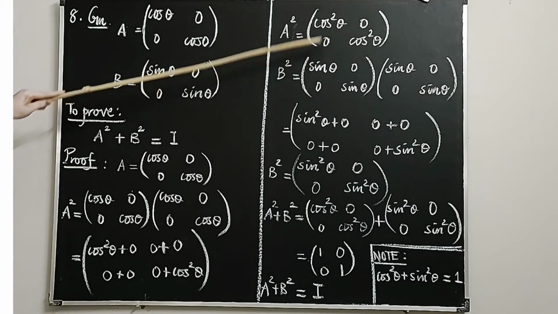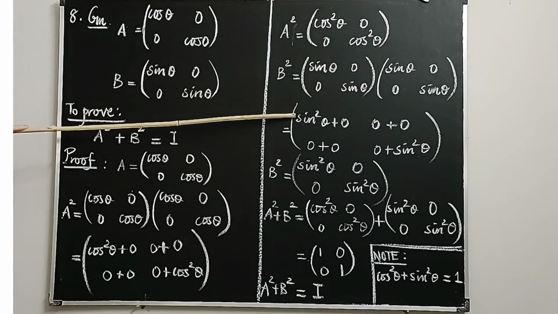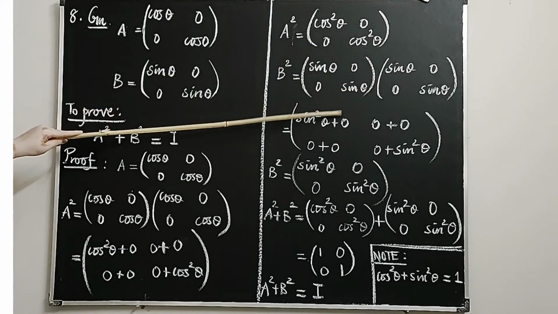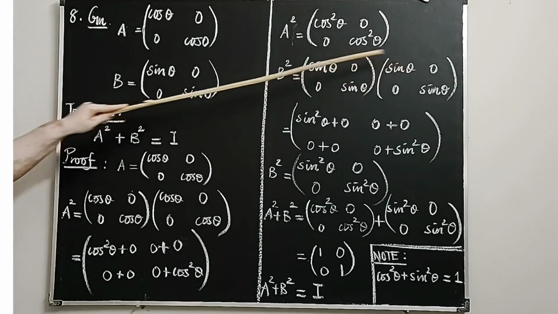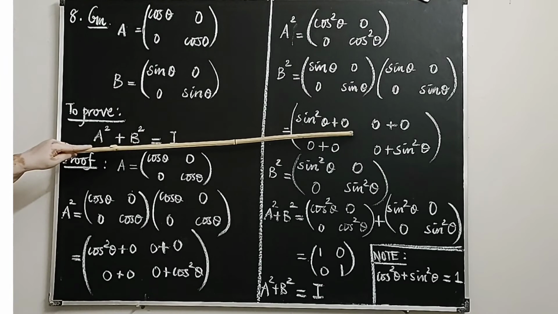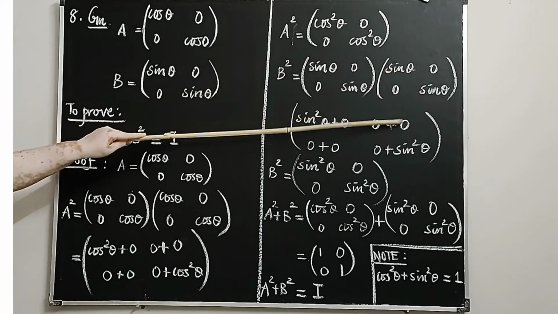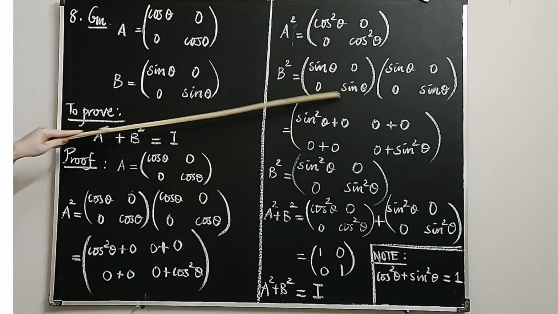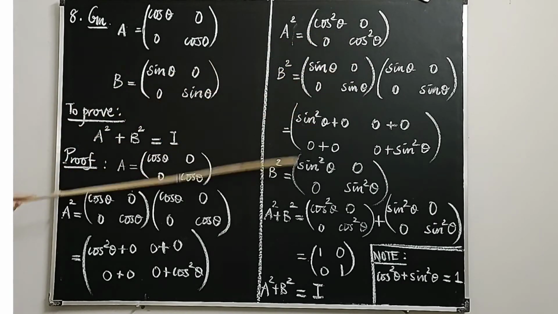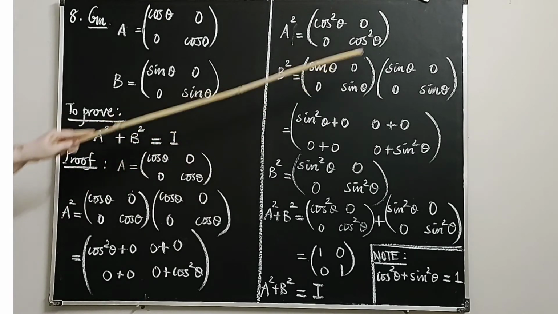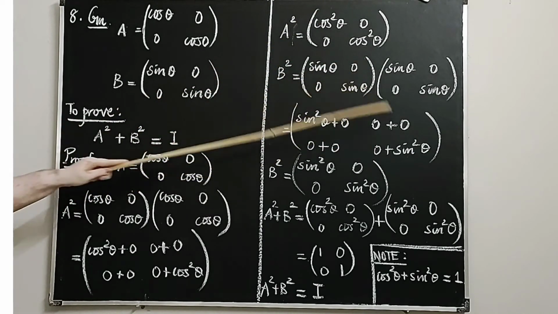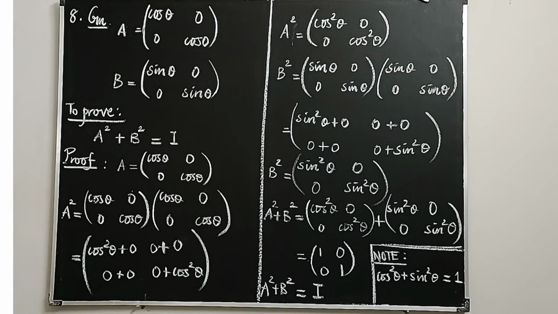First row, first column: sin theta into sin theta is sin square theta, 0 into 0 is plus 0. So first row, first column is over. Then first row, second column: sin theta into 0 is 0, 0 into sin theta is 0. Then second row, first column: 0 into sin theta is 0, sin theta into 0 is also 0. Then second row, second column: 0 into 0 is 0, sin theta into sin theta is sin square theta. So finally we get B square is equal to sin square theta, 0, 0, sin square theta.